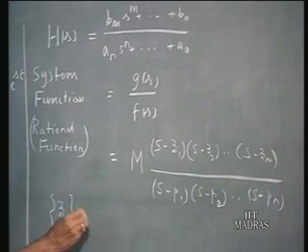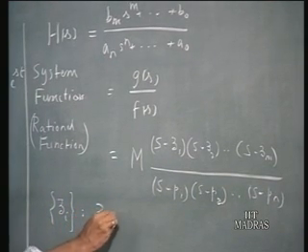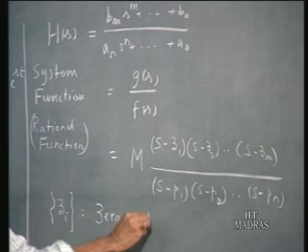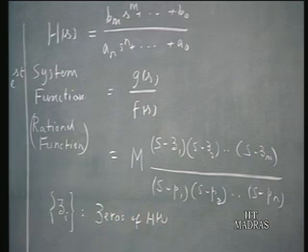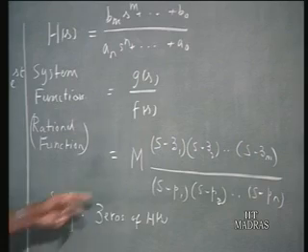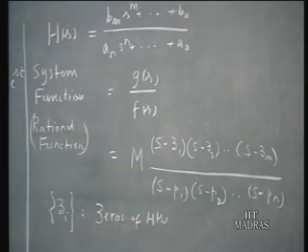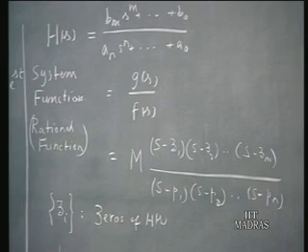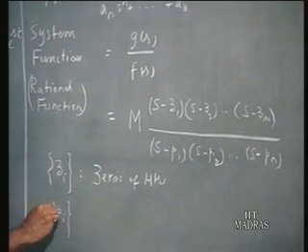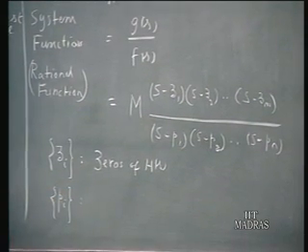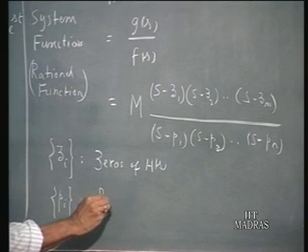The set of values z are called the zeros of H(s). These are the values of s which make H(s) go to 0. If s is equal to z1 or z2 or whatever it is, H(s) becomes 0. That is why they are called the zeros of H(s). The set of values of p which make the denominator vanish are called poles of H(s).